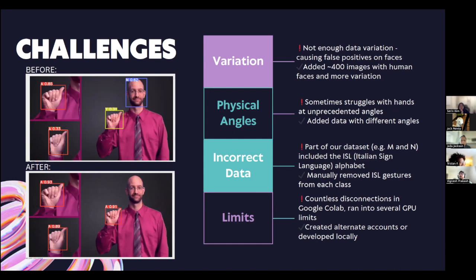Certain angles also presented challenges for the AI, which we dealt with in a similar manner, which is adding more data. And next, some of our online sources included ISL, or Italian Sign Language, gestures in their data sets, so we had to manually remove these images. And finally, we had many disconnections on Google Colab while we were trying to train our model. On top of this, the monetized GPU usage limit, which we hit several times due to the disconnections, forced us to create alternate accounts or develop the model locally.